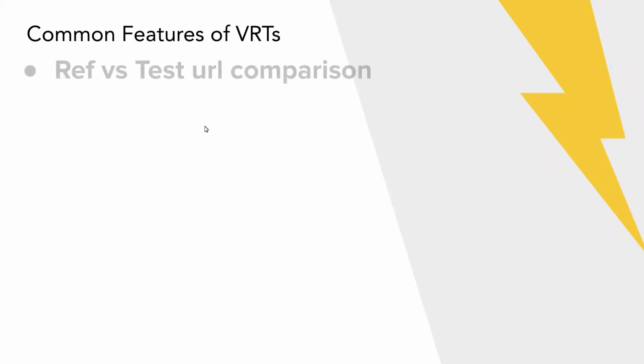So what are the common features of visual regression tools? The most common features are that you have a reference URL and a test URL for you to be able to compare. Usually the reference URL is your live site, and the test URL is where you have pushed your changes to, or which URL you want to test versus your live site.